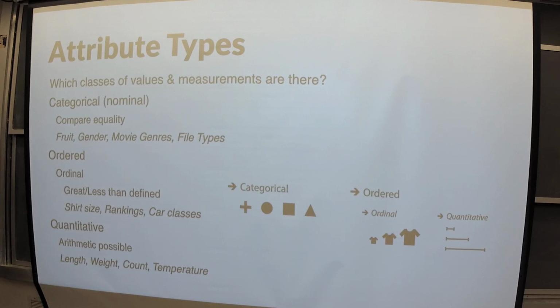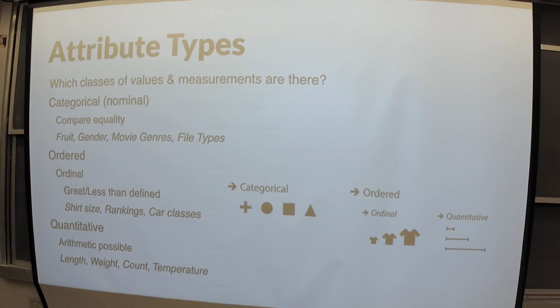In the middle between categorical and quantitative are our ordinal data types, where we have something like greater and less than defined, but we can't really do math on it. An example would be shirt size or rankings or car classes. Is it a compact, an SUV, or a truck? There is a size implication in here, and so you could use this to order that, and that would be an ordinal data type.